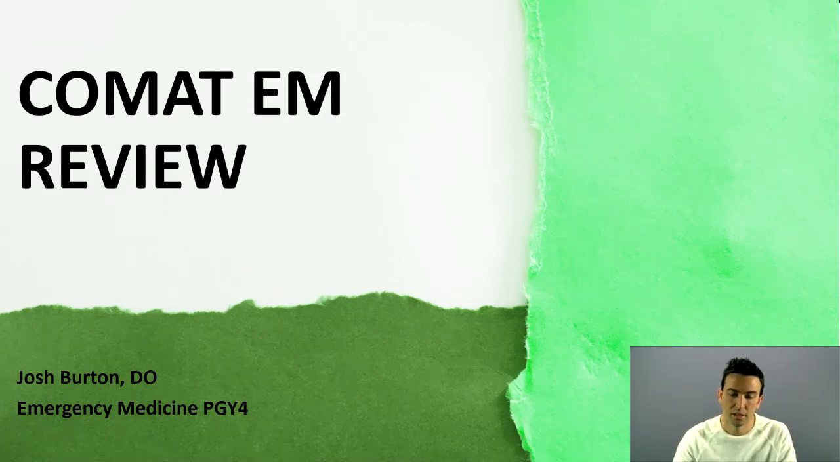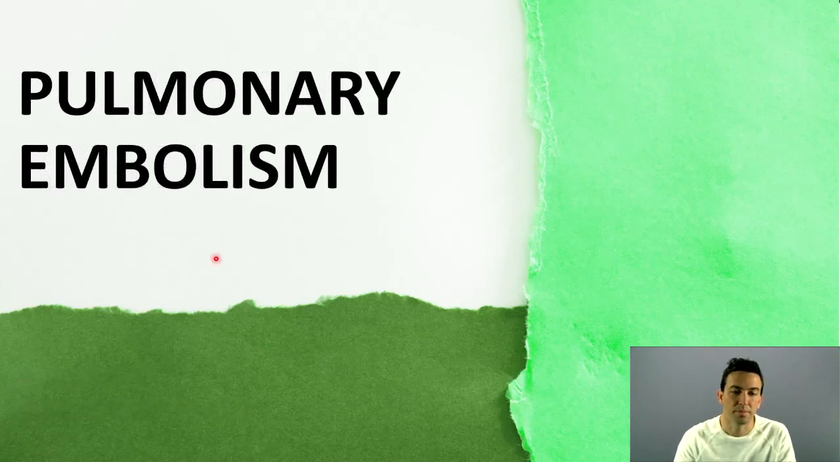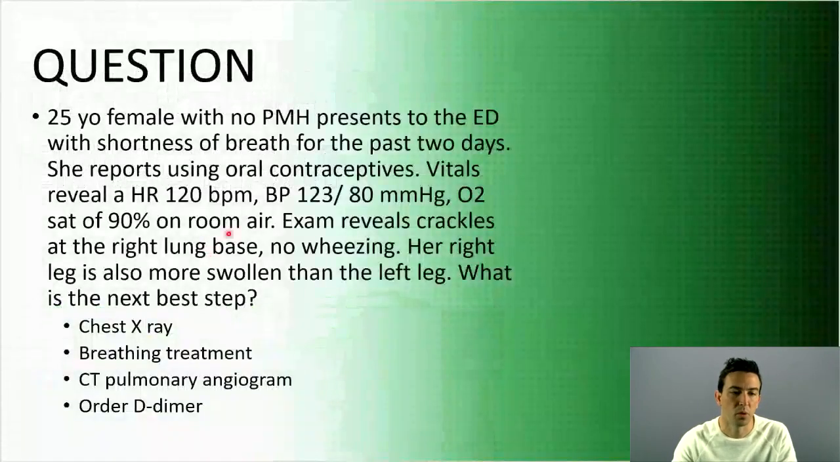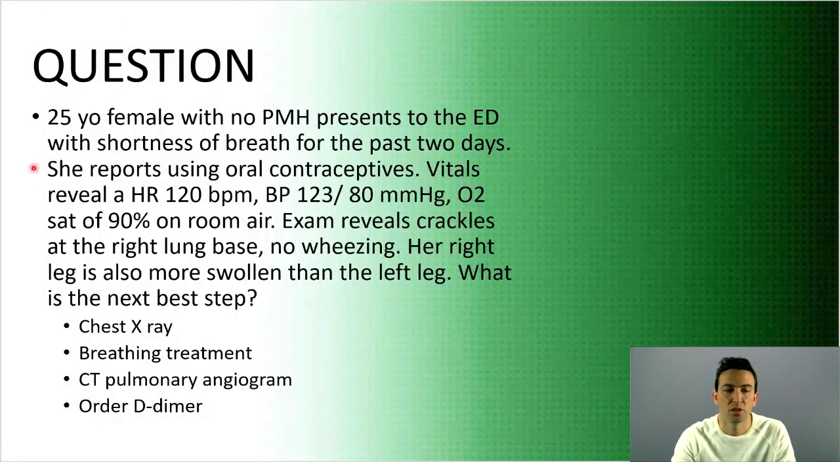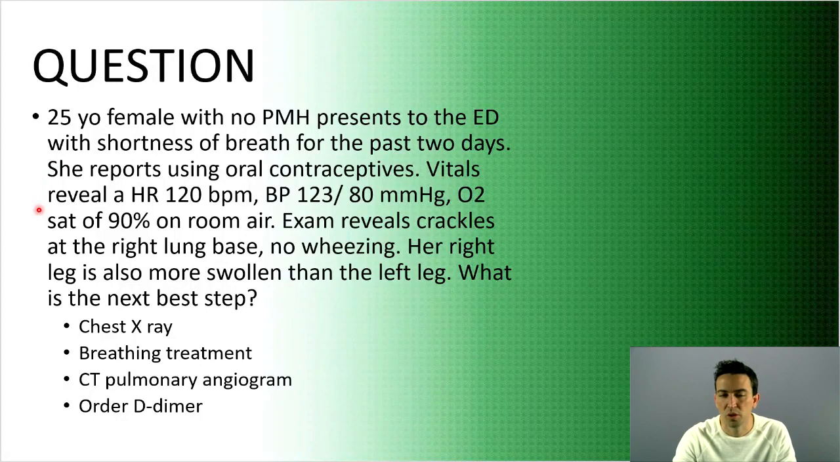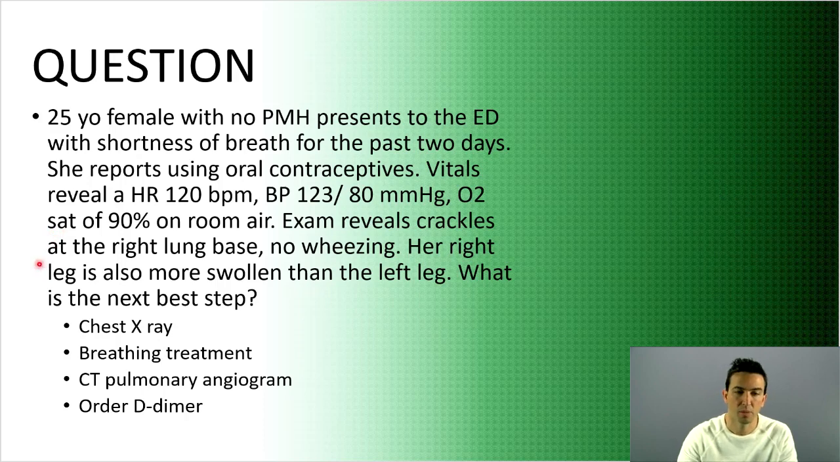Next topic, let's go pulmonary embolism. So again, let's start off with the question stem here. 25-year-old female, no past medical history, presents to the emergency department with shortness of breath for the past 2 days. Reports using oral contraceptives. Vital signs reveal a heart rate of 120 beats per minute. Blood pressure is 123/80. Oxygen saturation about 90% on room air. She's got crackles at the right lung base. There's no wheezing. Her right leg is also more swollen than the left leg. What is the next best step in management?